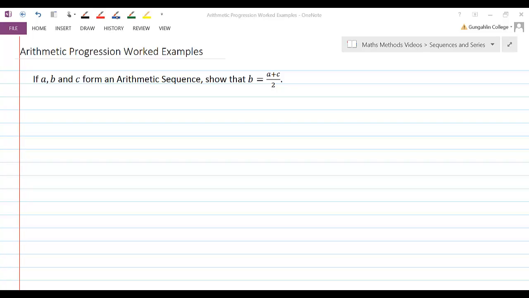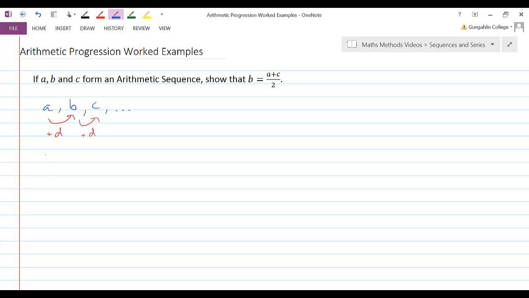In this particular one, the only thing we know about A, B, and C is that they form an arithmetic sequence. With any proof, it's good to start with writing out what this means in algebra, so that we can then use it to derive this kind of thing. If A, B, and C form an arithmetic sequence, that means they sit like this: A, B, C, and so on, and they must have some common difference of D that we're adding to each term.